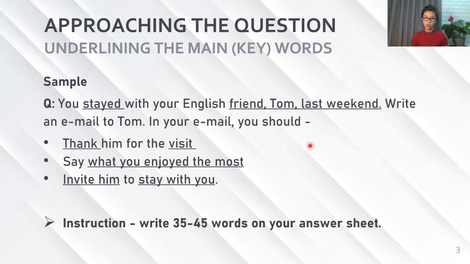And then what you are writing about, like the contents of your email, is the visit from last weekend. It's your friend's visit from last weekend. In that situation, you have to talk about what you enjoyed the most. So this is the content of what you're going to be writing. Two actions, two parts of the question. One part is the situation that happened last weekend, the visit, and this is the content of your email that you're going to be writing.